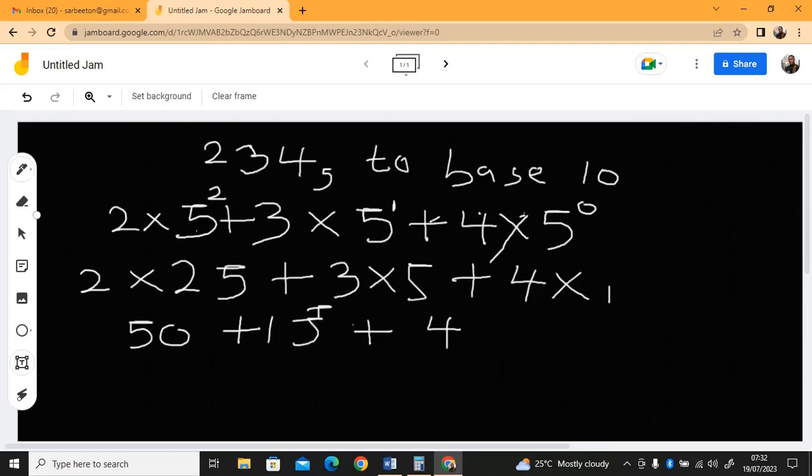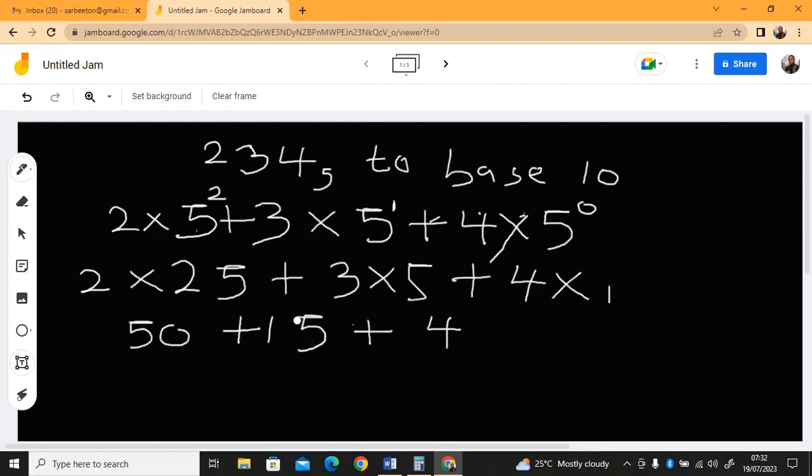Hey, this is horrible. Let me clean it off. Sorry for this. This 15 looks horrible, the 5 looks horrible. So this is going to be this 15 here, this 5 here. Sorry.